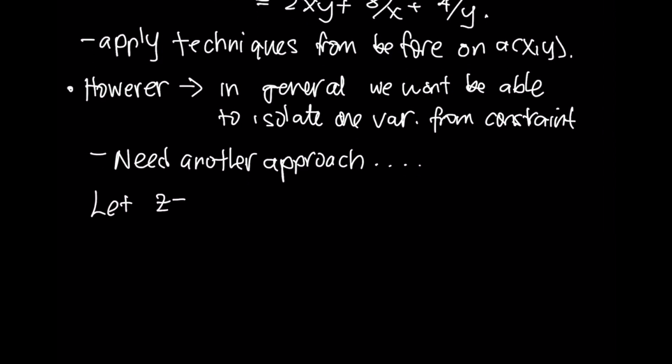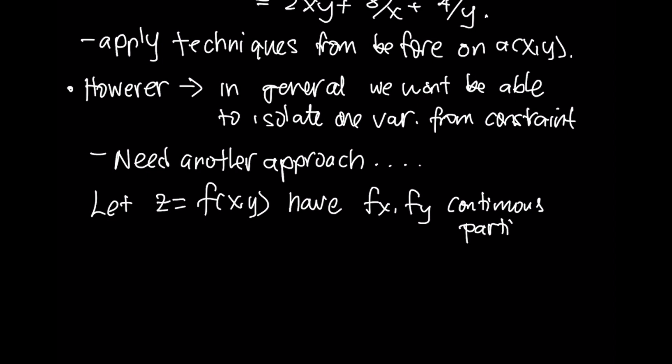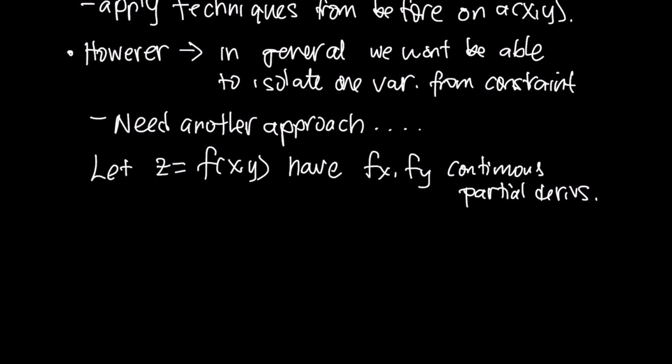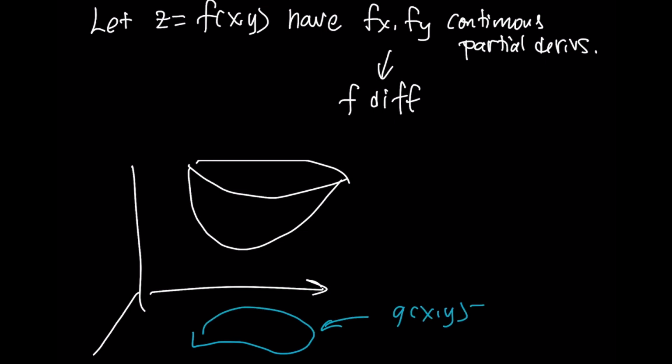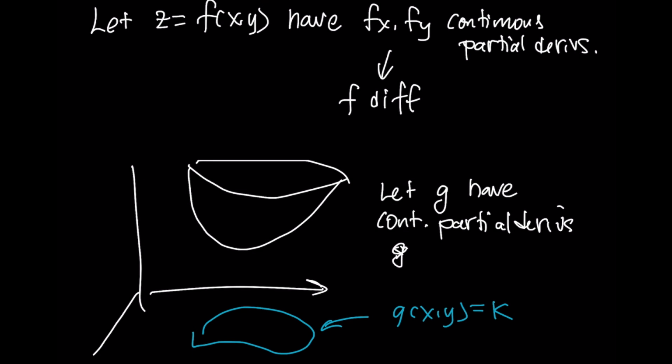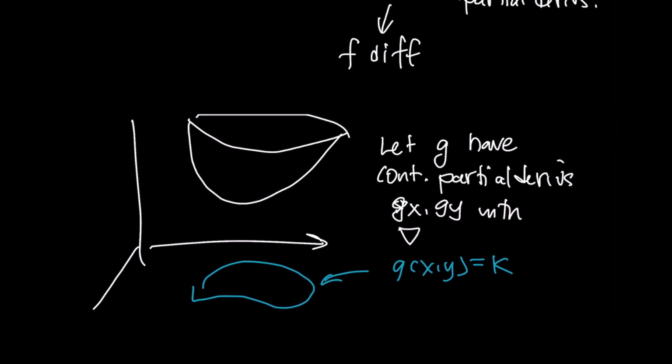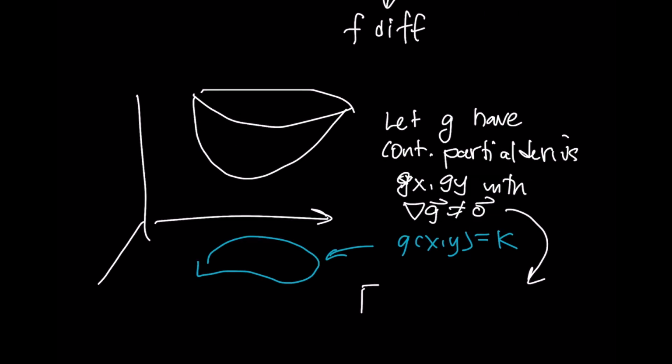We're going to let z equal f of x and y, and we're going to assume it's going to have partial derivatives that exist and are continuous, which means by a previous theorem it will be differentiable. So f is differentiable wherever this is true. In terms of a picture, we'll have the following. We'll have our function z equals f of x and y. This g of x, y equals k is going to be our constraint function. So we are going to let g have continuous partial derivatives, gx and gy, and we are going to assume that the gradient of g is never 0. This condition is going to ensure that one of either gx or gy doesn't equal 0.